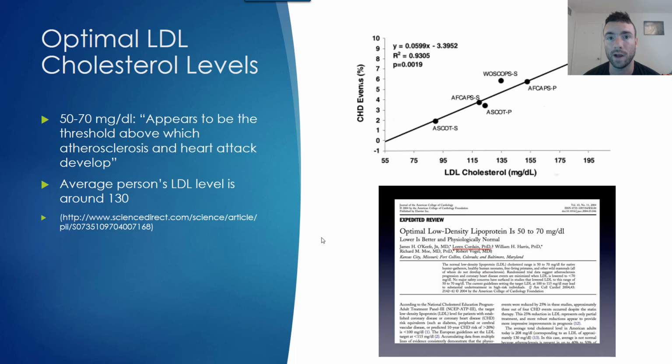Something else to note is that 50 to 70 milligrams per deciliter is actually the amount of cholesterol found in your blood when you're born. It's what we start off at at birth. It's also the levels that our fellow primates have, and it's also the levels seen in populations where heart disease is basically non-existent.